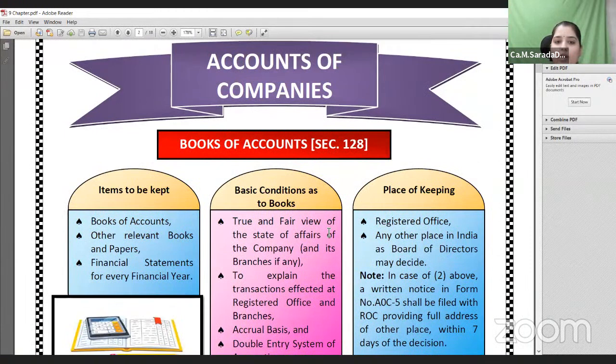As I have already mentioned, these books of accounts will ensure true and fair, correct financial statements, correct information about the company, day-to-day transactions, and the expenses, incomes, assets, and liabilities of the company, everything is mentioned in these books of accounts, and they need to be prepared by the board. Once they are prepared by the board, they are audited by the statutory auditors of the company, and they are laid after getting audited and signed by the statutory auditors. Only audited financial statements are laid in the AGM for the shareholders to know the financial position of the company every year. Okay.